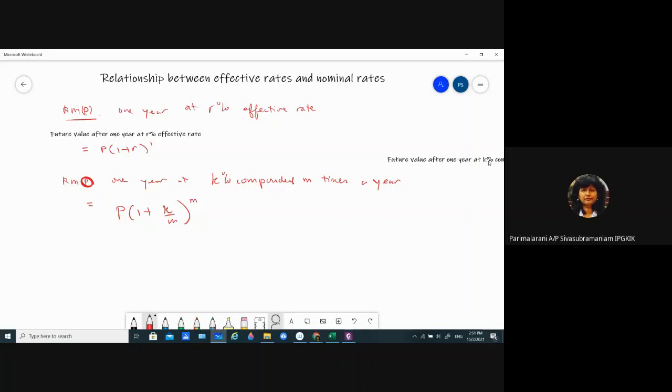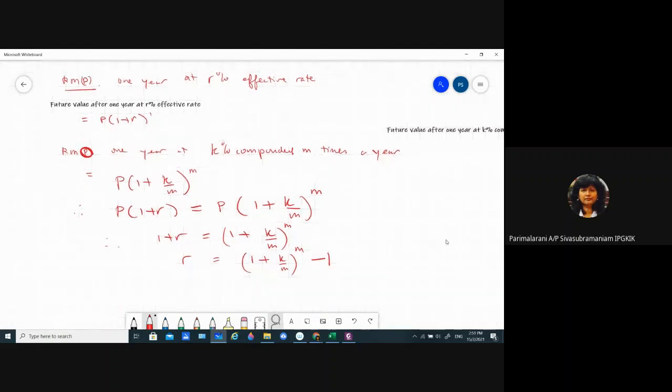Because effective rate is actually the equivalent of the nominal rate for that 1 year, therefore we can say that P(1 plus R) is equal to P into (1 plus K over M) to the power of M. From here we know that 1 plus R is (1 plus K over M) to the power of M. So R is equal to (1 plus K over M) to the power of M minus 1. And R here is the effective interest rate.